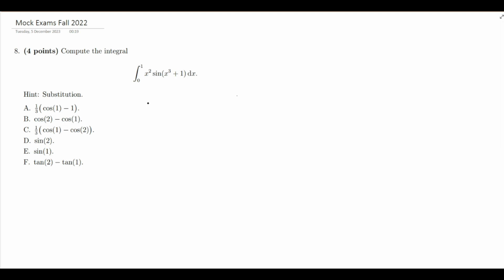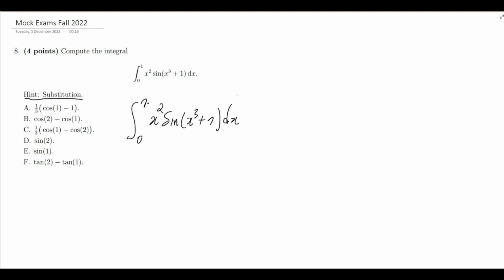So in this video, we are looking at a definite integral. We want to compute the integral from 0 to 1 of x squared sine of x cubed plus 1 dx. The question says to use substitution, so this is a good hint.